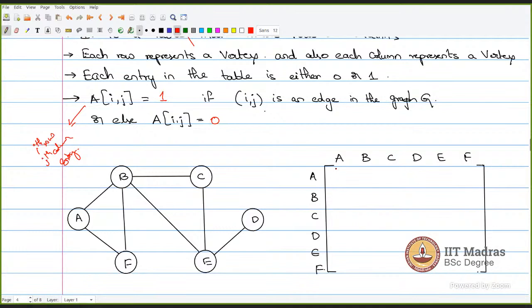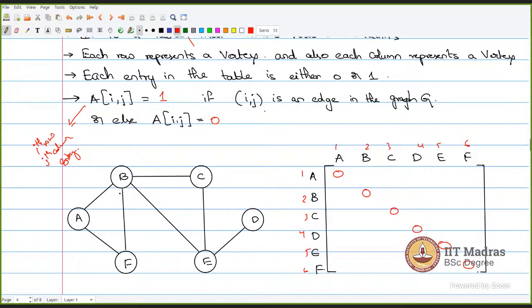Now this is AA. Let me give you the numbers: 1, 2, 3, 4, 5, 6 for the rows and 1, 2, 3, 4, 5, 6 for the columns. Now this 1, 1 is the first row, first column entry. So is there an edge from A to A? We are excluding loops here. So in our adjacency matrix, the diagonal elements will always be 0. We consider it to be 0 because there is no edge from A to A, no edge from B to B, no edge from C to C, and likewise, no edge from F to F.